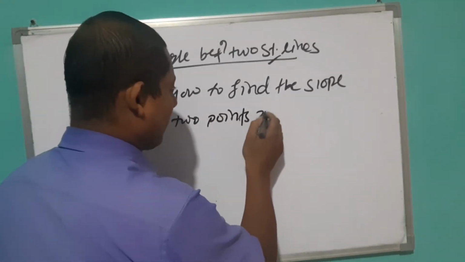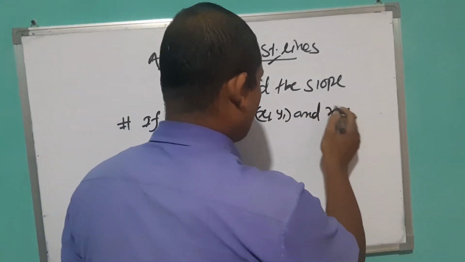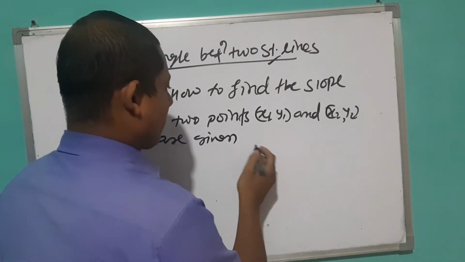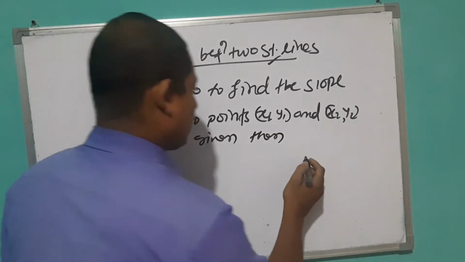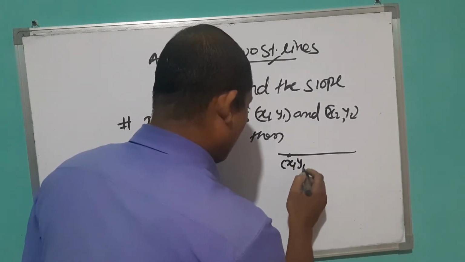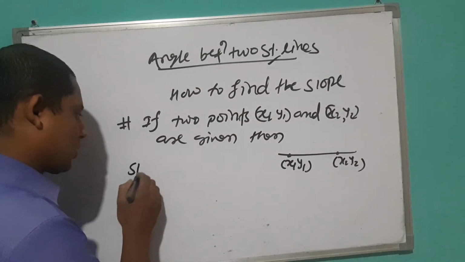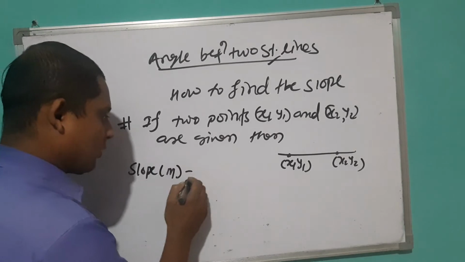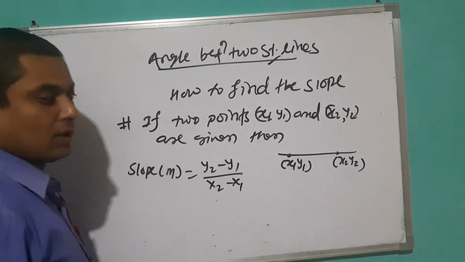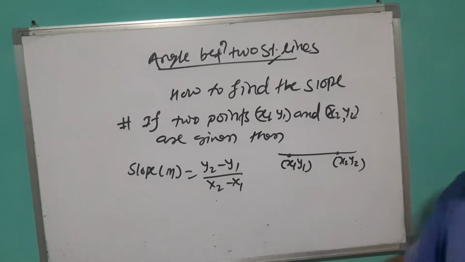At first, if two points x1, y1 and x2, y2 are given, suppose this is a line passing through the two points. It is x1, y1 and it is x2, y2, and then we can find the slope, that is m is equal to y2 minus y1 by x2 minus x1. This is the first method to find the slope of any straight line. First condition you can say.